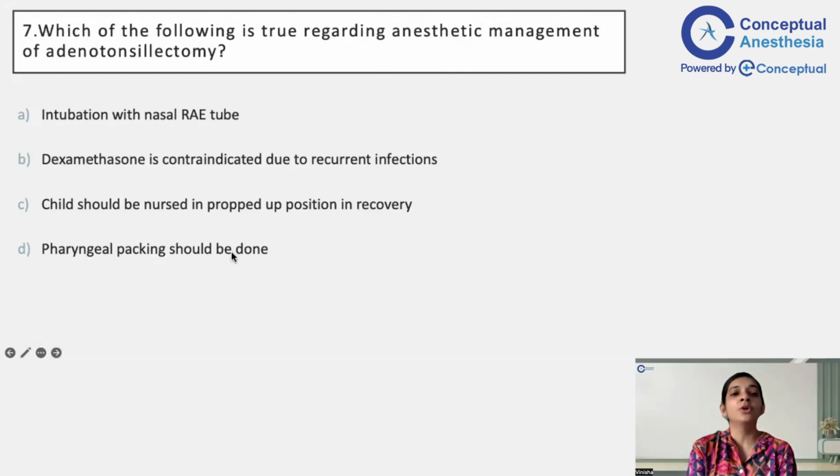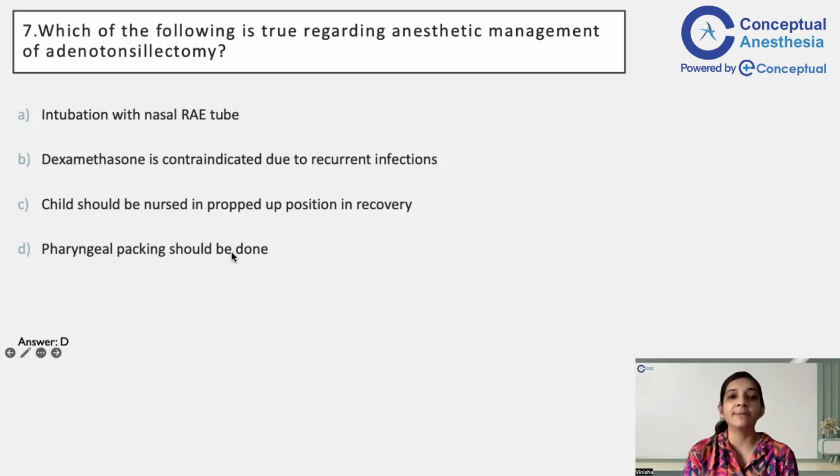Next question. Which of the following is true regarding anesthetic management of adenotonsillectomy? Intubation with nasal RAE tube. Dexamethasone is contraindicated due to recurrent infection. Child should be nursed in propped up position in recovery. Or pharyngeal packing should be done. The correct answer here is pharyngeal packing is a must in cases of adenotonsillectomy.